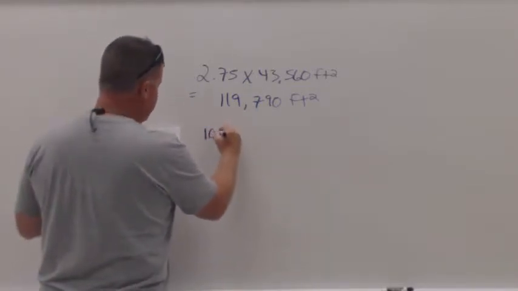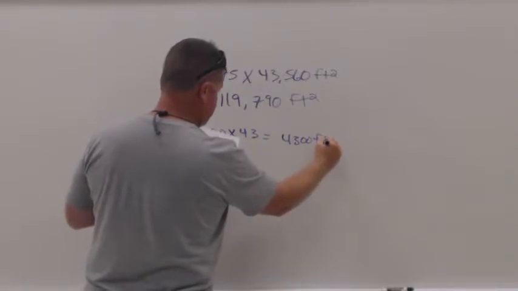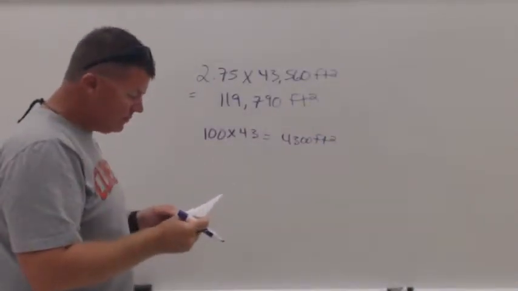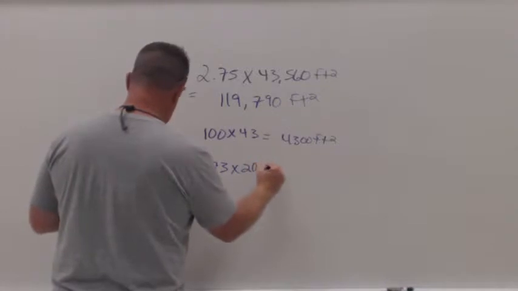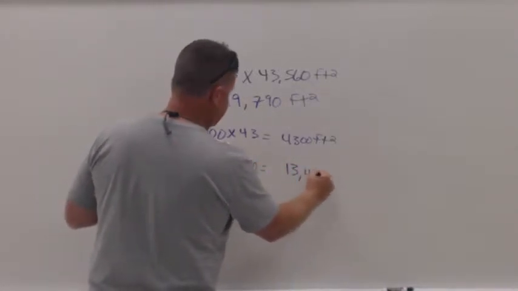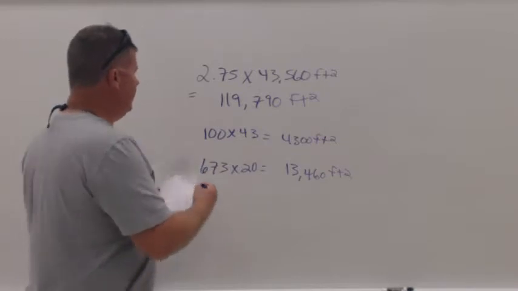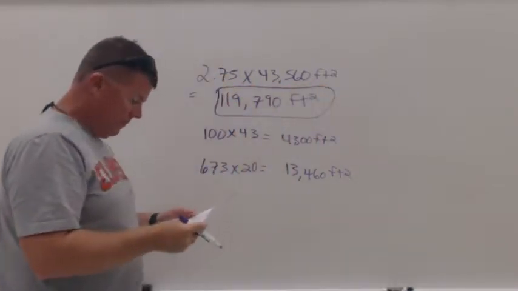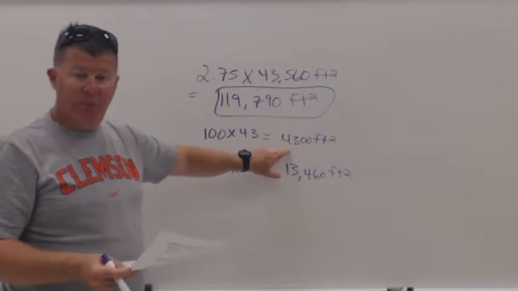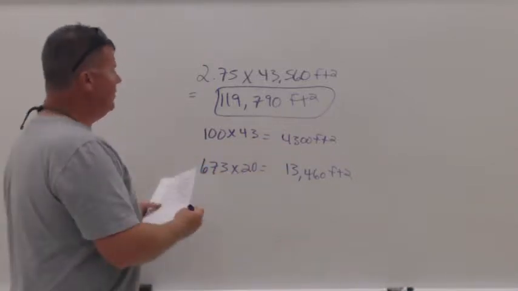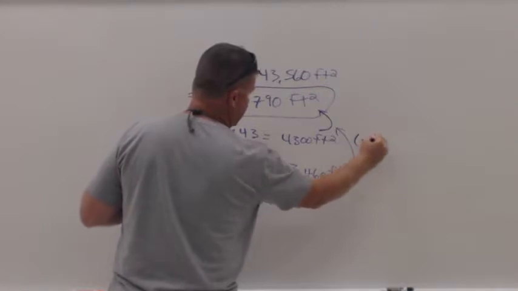We also have a 100 by 43 house, which gives us 4,300 square feet, and the driveway is 673 times 20, which gives us 13,460 square feet of concrete or asphalt or gravel. So this is our total area of the acreage, and then of what we're going to be spraying, but we need to minus out the footprint of the house and the footprint of the driveway.